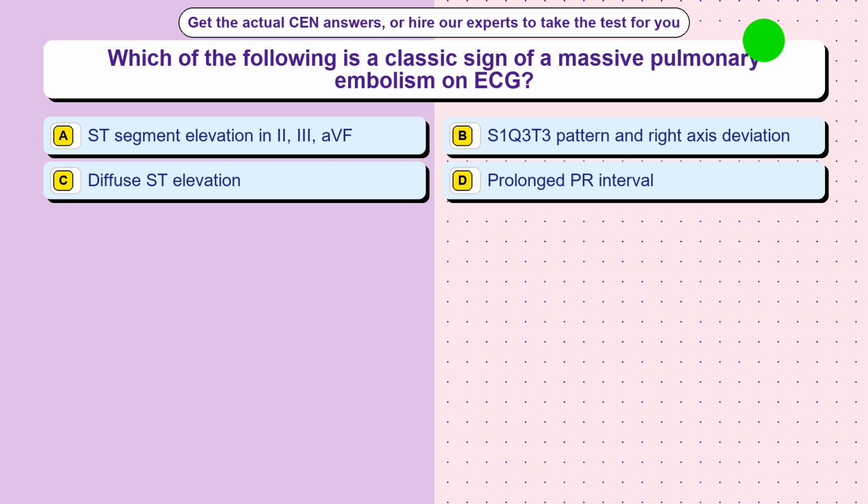Question 22. Which of the following is a classic sign of a massive pulmonary embolism on ECG? Option A, ST segment elevation in II, III, aVF. Option B, S1Q3T3 pattern and right axis deviation. Option C, diffuse ST elevation. Option D, prolonged PR interval.